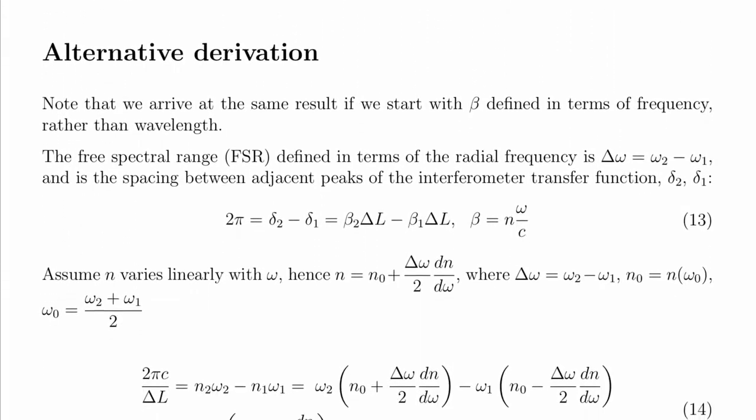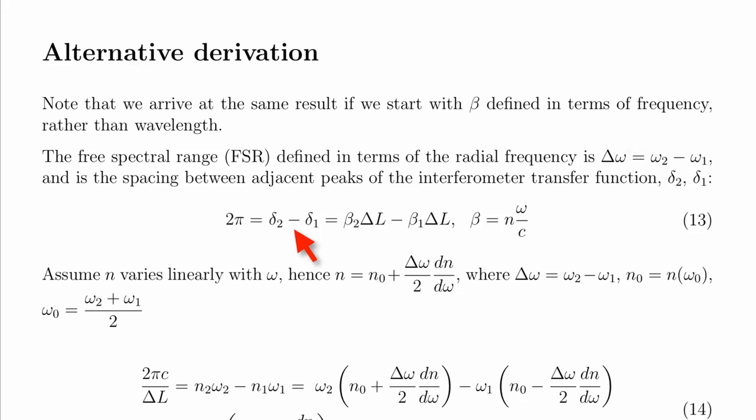A valid comment to make is that beta isn't really linear with respect to wavelength, particularly since lambda appears in the denominator. Instead, we can write beta as a function of frequency, and beta is much more linear. We will arrive at the same conclusion, however. We define the FSR in terms of the radial frequency. Delta omega equals omega 2 minus omega 1 and is the difference between two adjacent peaks, 1 and 2.